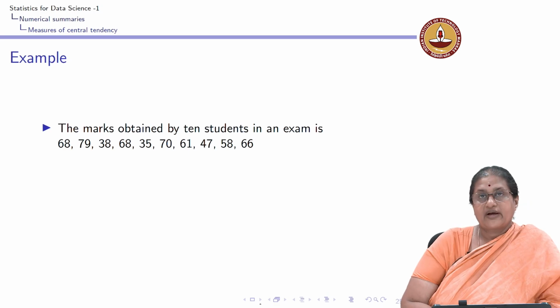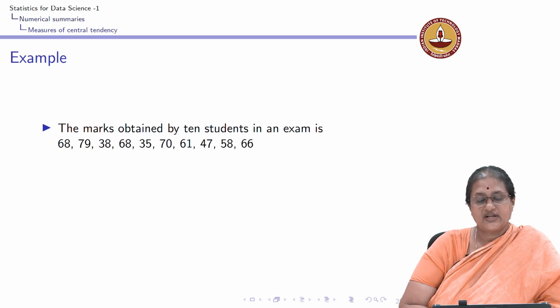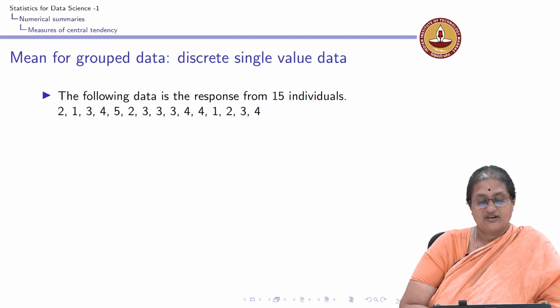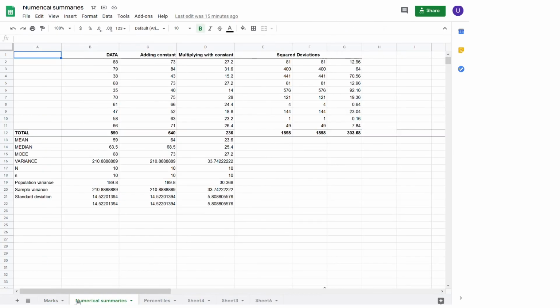So now let's go back to another example. These are the marks obtained by 10 students in an exam. So now I can see that the sample mean in this case is 590 divided by 10, which is 59. So this is the data I have. These are the 10 data values. This is the data which we have worked with.